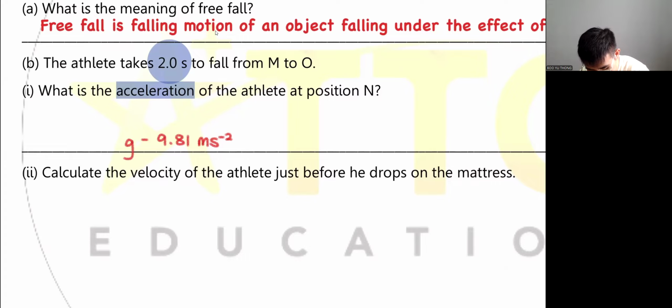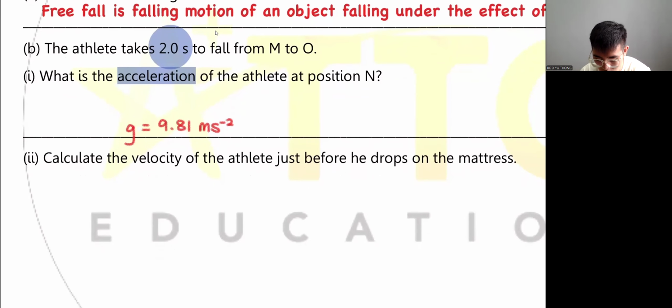And remember, these 2 weeks we only learned this formula, the gravitational acceleration. Now the next one, the question asks you to calculate the velocity of the athlete just before he falls onto the mattress. Because once he drops onto the mattress, of course the speed will become 0. So the question is asking you to calculate the speed of the athlete before the moment he drops onto the mattress, which is the final velocity.